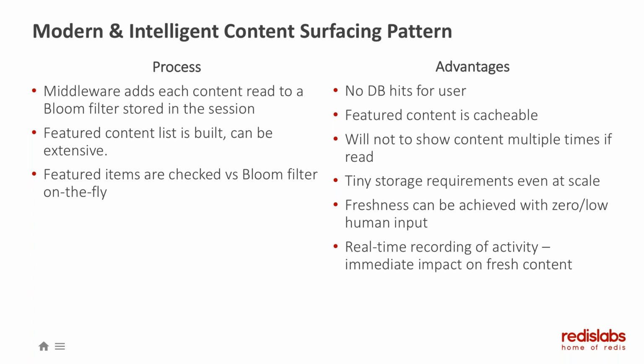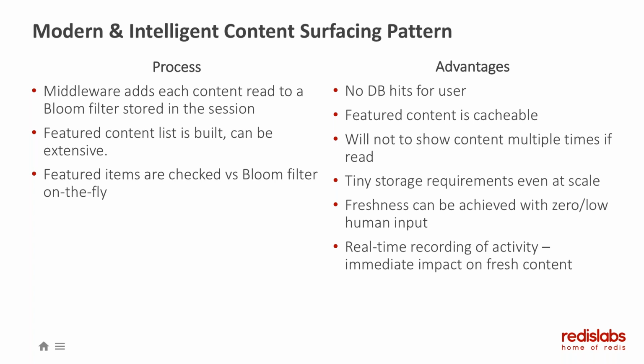It will not show content multiple times if you've already read it. This is a huge advantage, as if you've read something or you bought an item, you probably don't need to feature that again. It has an absolutely infinitesimal amount of storage required, even at scale, because Bloom filters are so storage efficient. You can have a Bloom filter for every single user that has stored every page they've ever visited, even on a large site, in a probabilistic way, and you can compare that with the featured content list. So you have a smaller amount of data that goes back and forth.